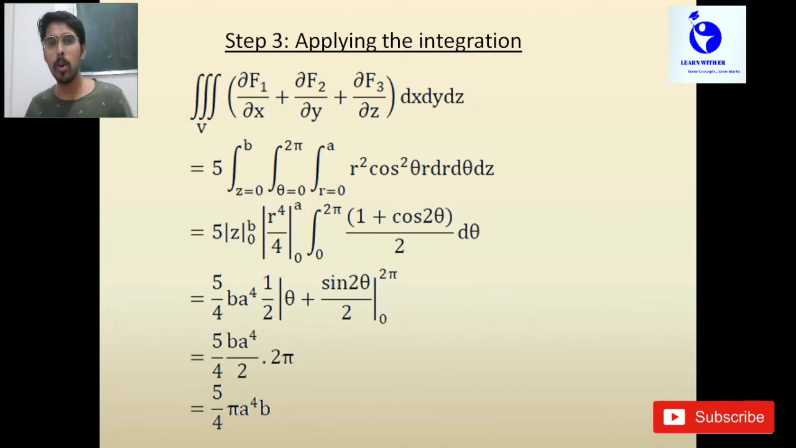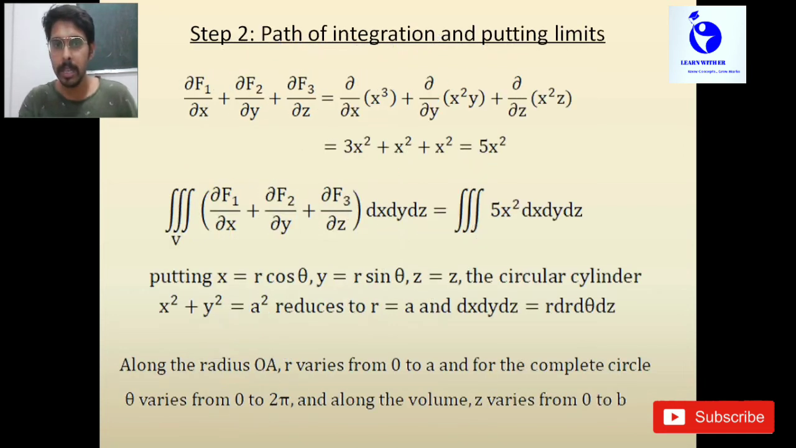Now we are going to integrate a triple integral with three different parameters. First is z, which ranges from 0 to b. Next comes theta, which ranges from 0 to 2 pi. Next comes r, which ranges from 0 to a. Now, the integrand that we got was 5x squared dx dy dz. Now x equals r cos theta, so x square should be r square cos square theta. So it should be 5 r square cos square theta, combined with r dr d theta dz.